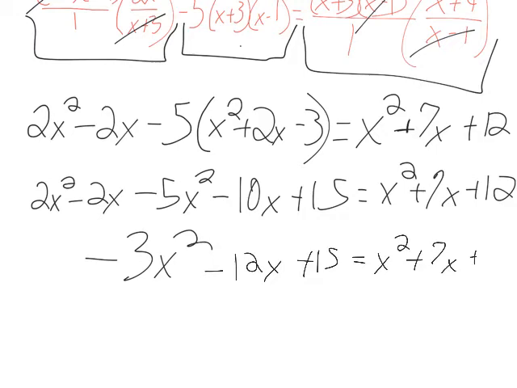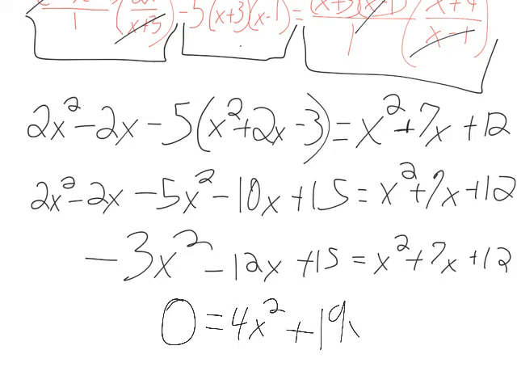And we're trying to move everything to one side. I don't particularly care for factoring when we have a negative on the x squared term, so what I'm going to do is move everything from here over here. Okay, so that's going to give me a 0 on the left-hand side. And let's see, if I add 3x squared to both sides, we're going to get a 4x squared. If I add 12x to both sides, we're going to get plus 19x. And then if I add 15 to both sides, we're going to get plus 27.